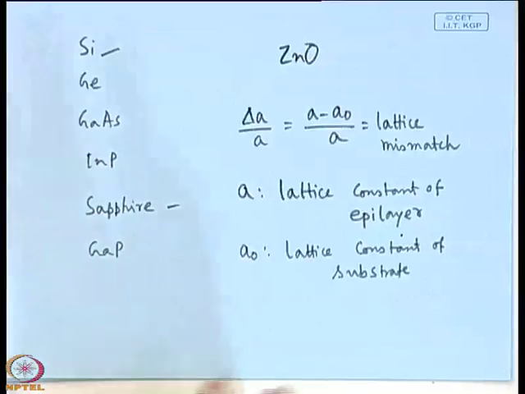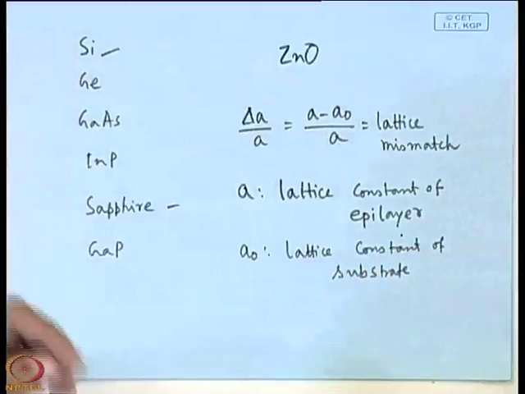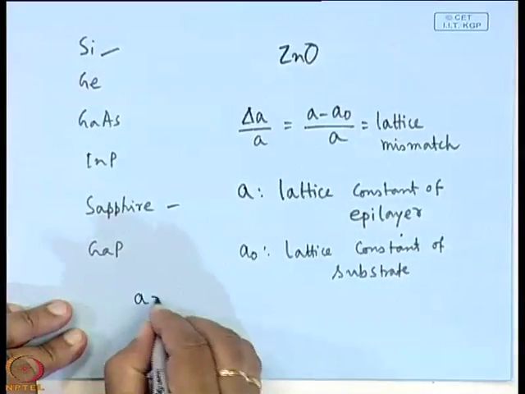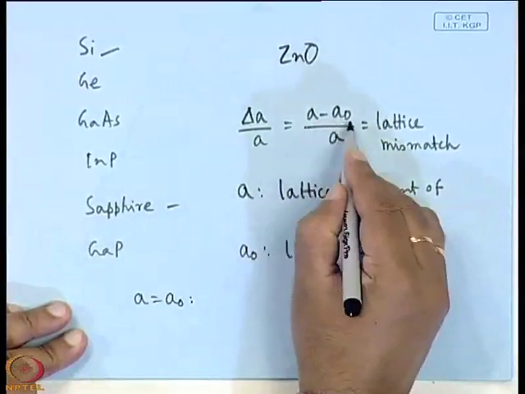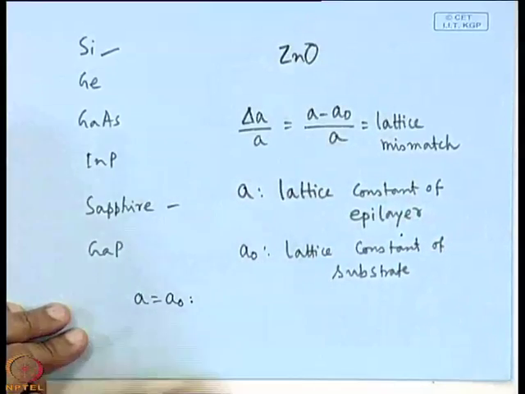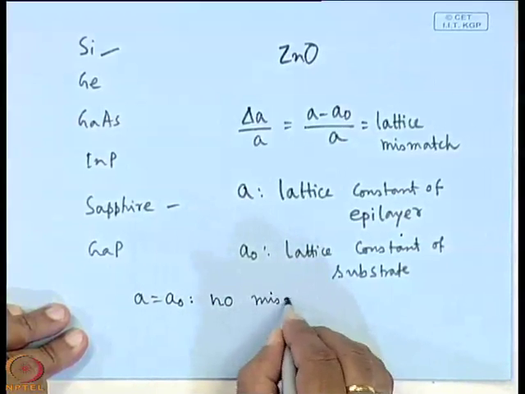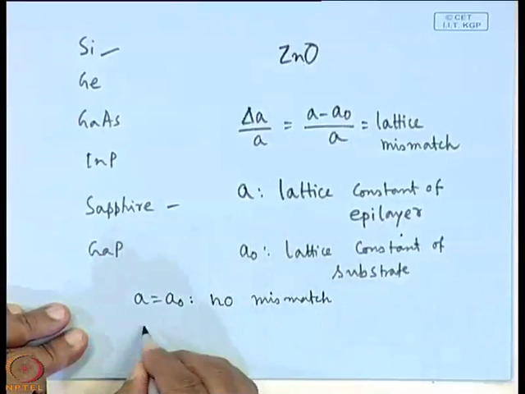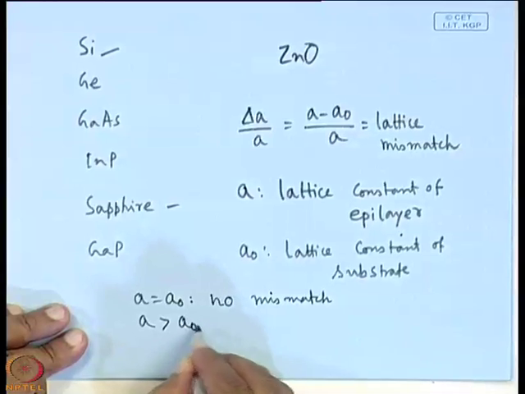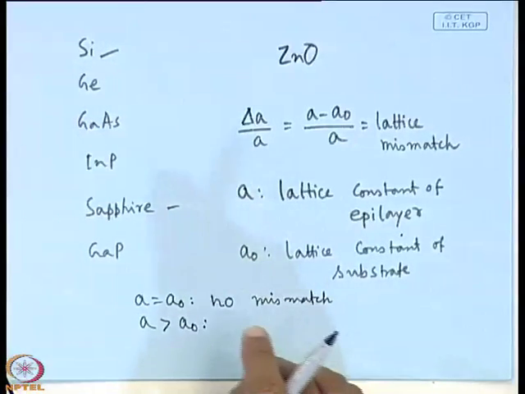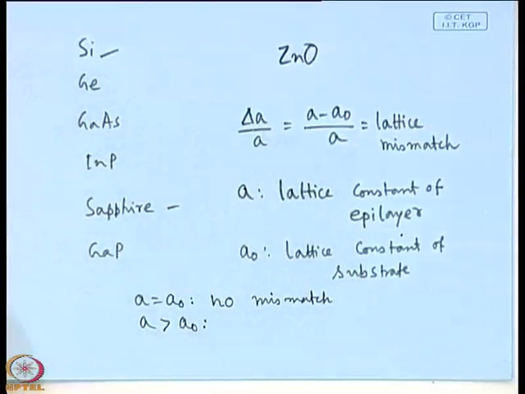Okay, lattice mismatch. Now, if A equals A0, A and A0 are the same, then there is no mismatch, perfectly matching, no mismatch. When A is greater than A0, see, this is the case.